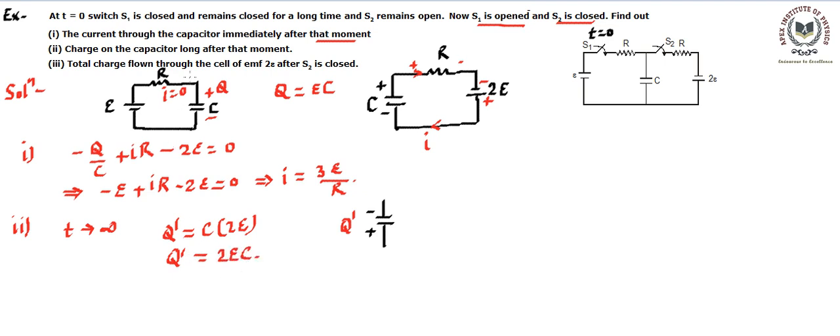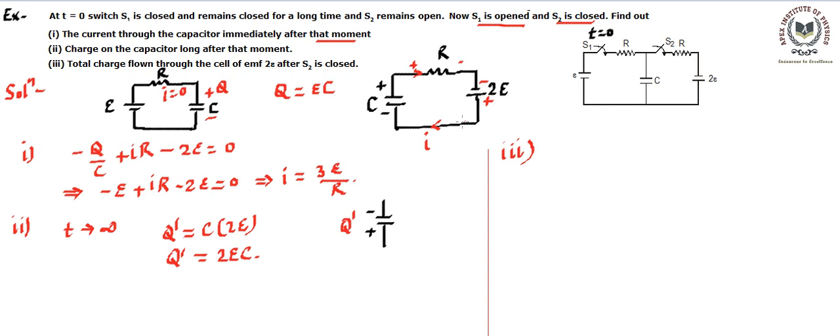So that's the answer for the charge on the capacitor after a long time, starting from the moment when the switch was shifted, or S2 was closed. Got it? Now once you have got this, we can give the answer of the third part. There's just a separating line, and on that side we are solving the third part. The third part says we need to find how much charge the battery supplied. It says find the total charge that flowed through the cell 2E after S2 was closed.